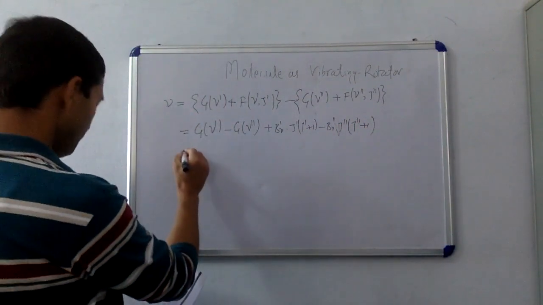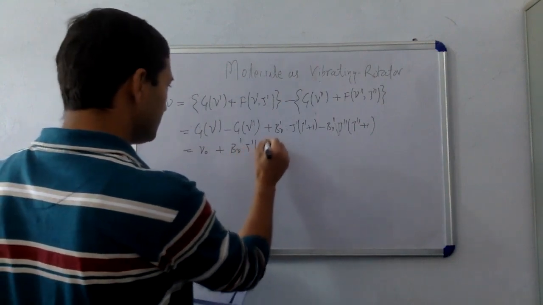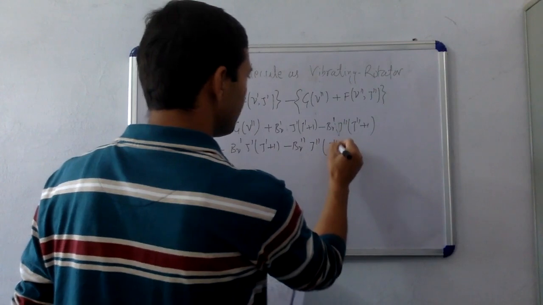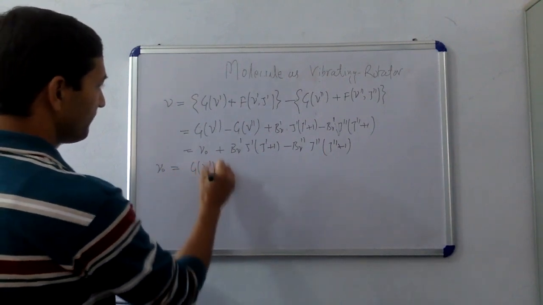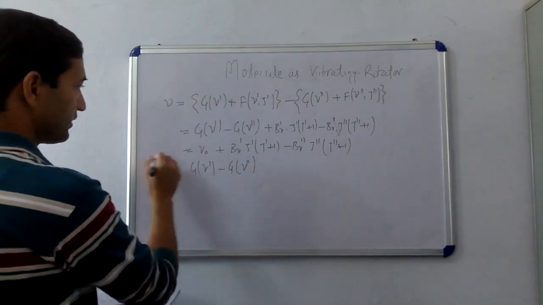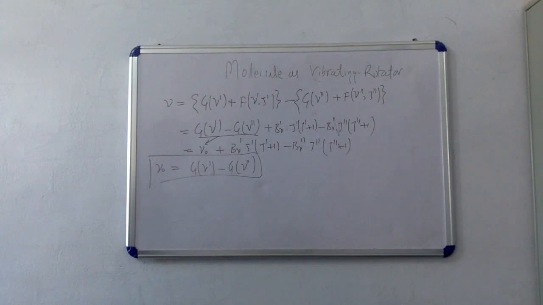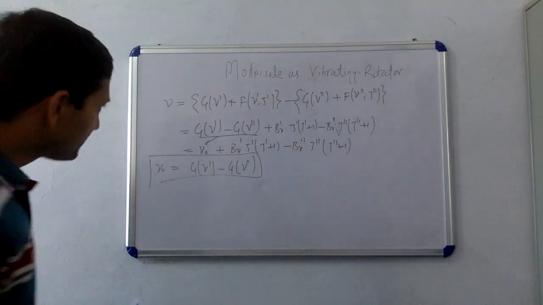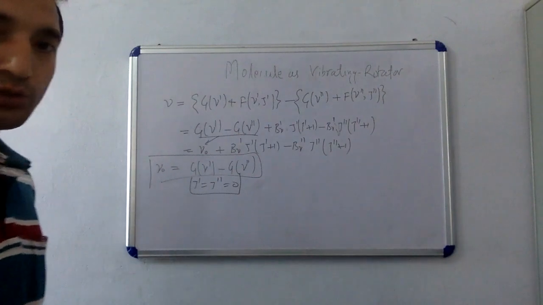Solving it, very simply we get ν = ν0 plus B_ν' J'(J'+1) minus B_ν'' J''(J''+1), where ν0 is equal to G(ν') minus G(ν''). In place of this quantity, we replace ν0. This is the wave number of a pure vibrational transition, for which J' is equal to J'' is equal to 0. This ΔJ is equal to 0, one can say.